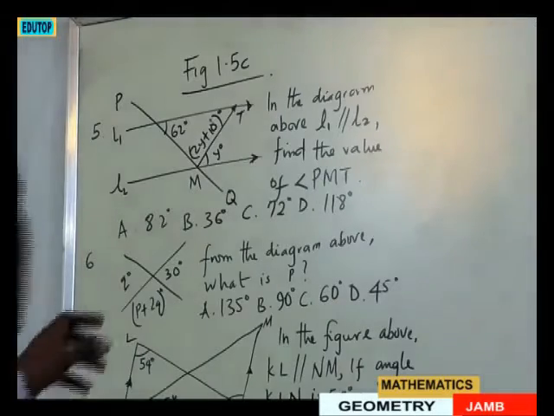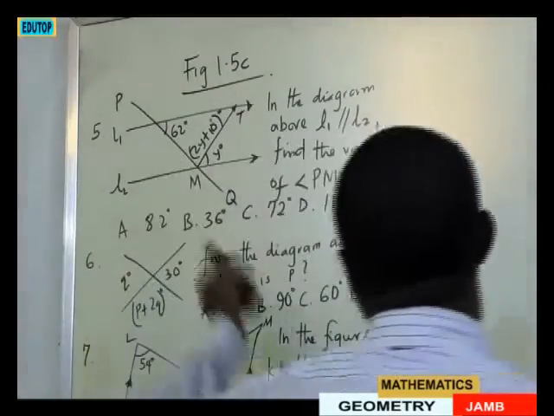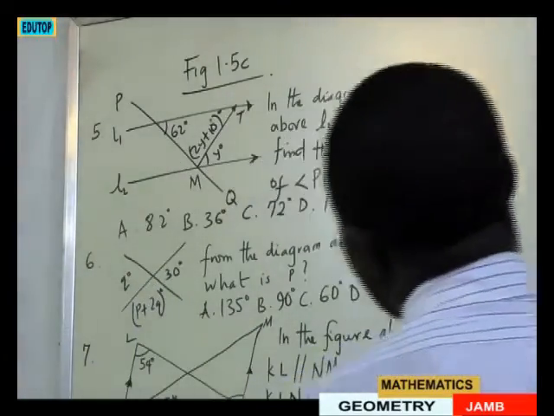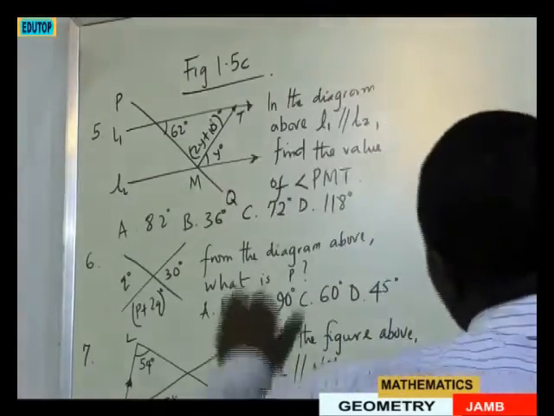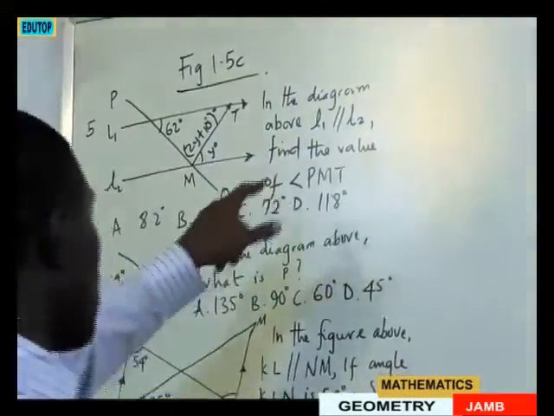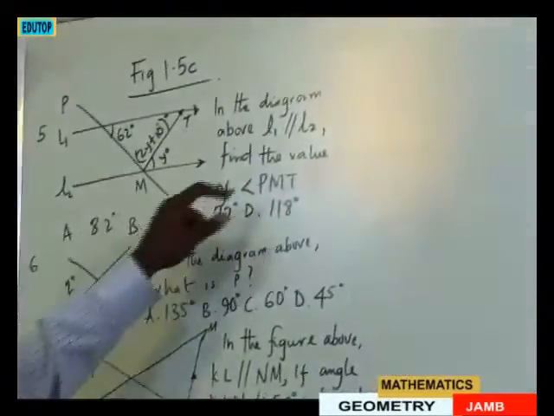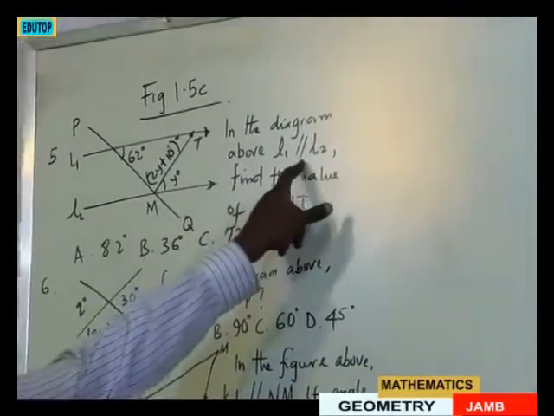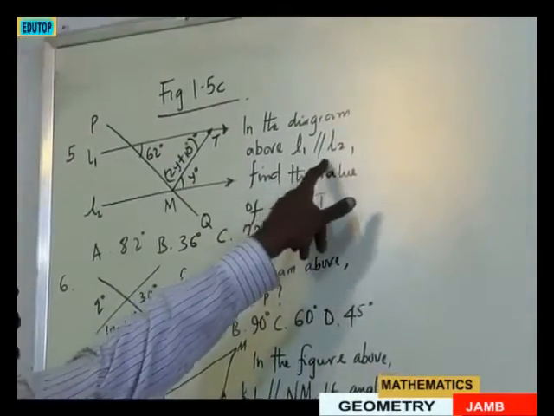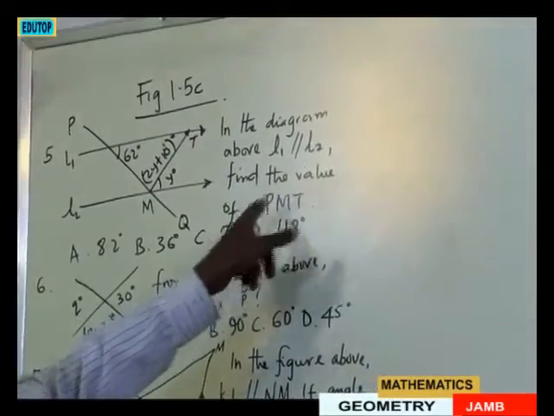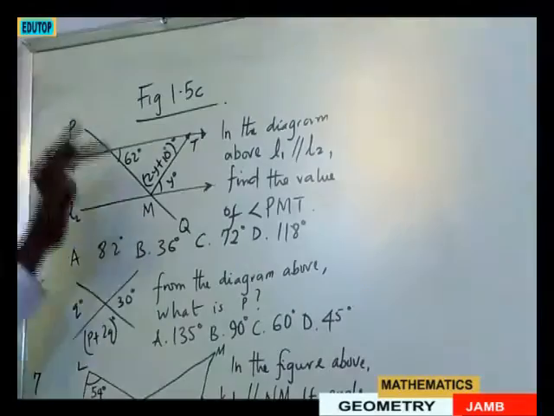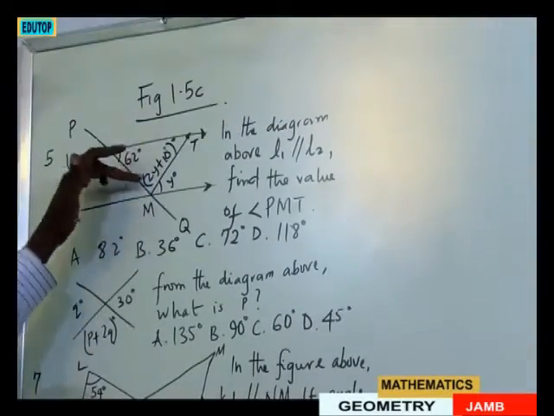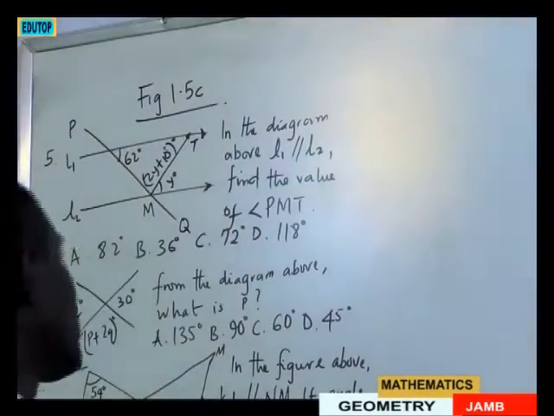Now, question 5. This one has to do with geometry of lines. Now, the question asks us, in the diagram above, L1 is parallel. When you see a double line like this, it means parallel. L1 is parallel to L2. Find the value of angle PMT. So we are talking about 2y plus 10.